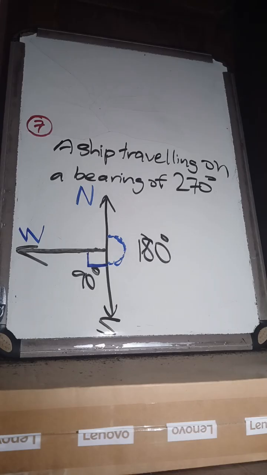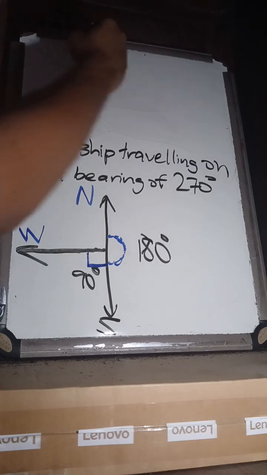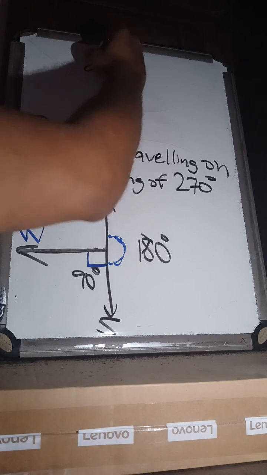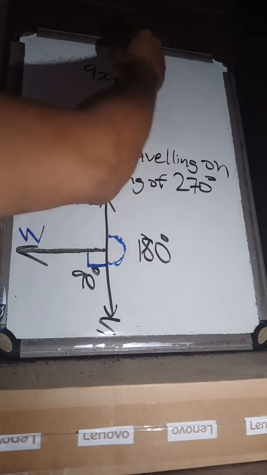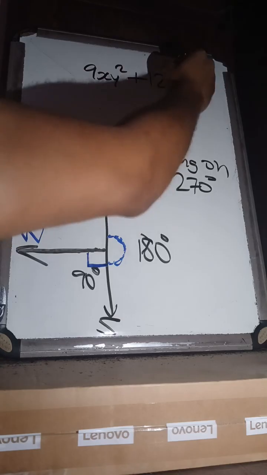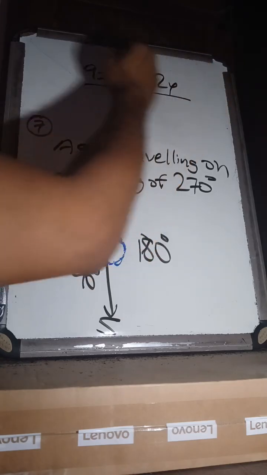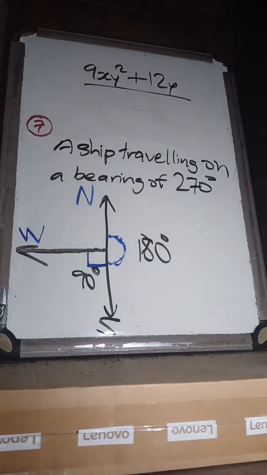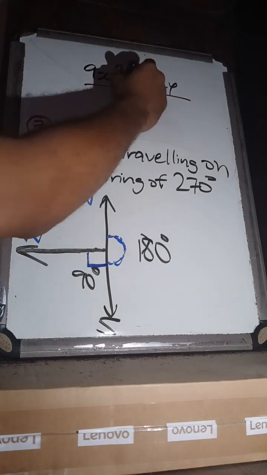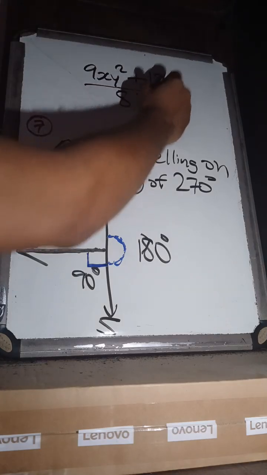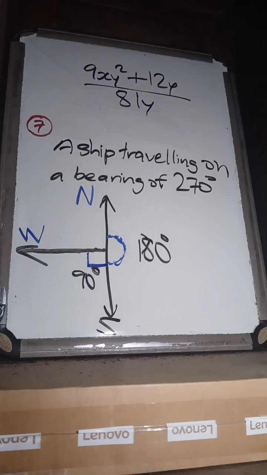Alright, we have an algebra question: 9xy squared plus 12y, divided by 81y. They want that reduced to its lowest terms.